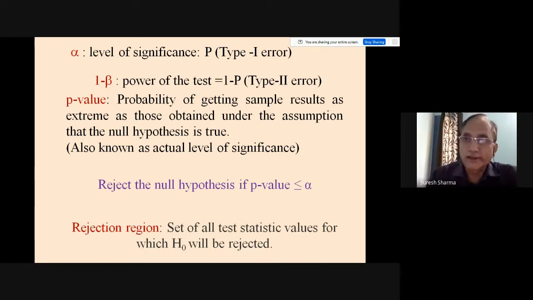You have to either accept or reject the null hypothesis. It is only the null hypothesis. Once you reject the null hypothesis, the alternative will automatically be accepted. And once you accept the null hypothesis, the alternative will always be rejected. So acceptance or rejection is only for the null hypothesis.